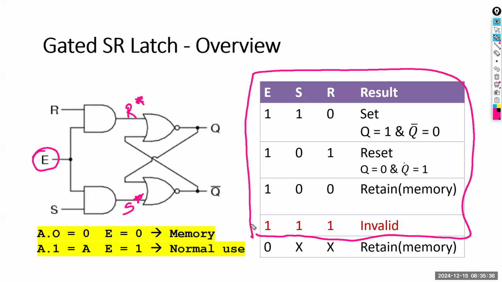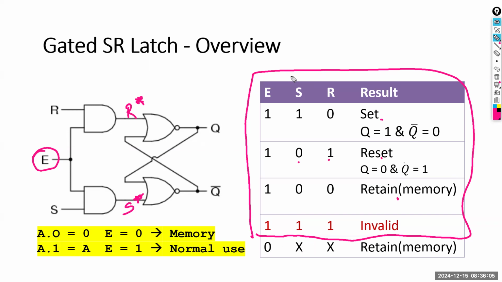Right? Previous means when S is 1, R is 0, set. When S is 0, R is 1, reset. When both are 0, memory: the previous value is remembered. When both are 1, invalid. So therefore, when enable is 1, this is the good old SR latch. But when enable is 0, it again gives you an opportunity for memory.